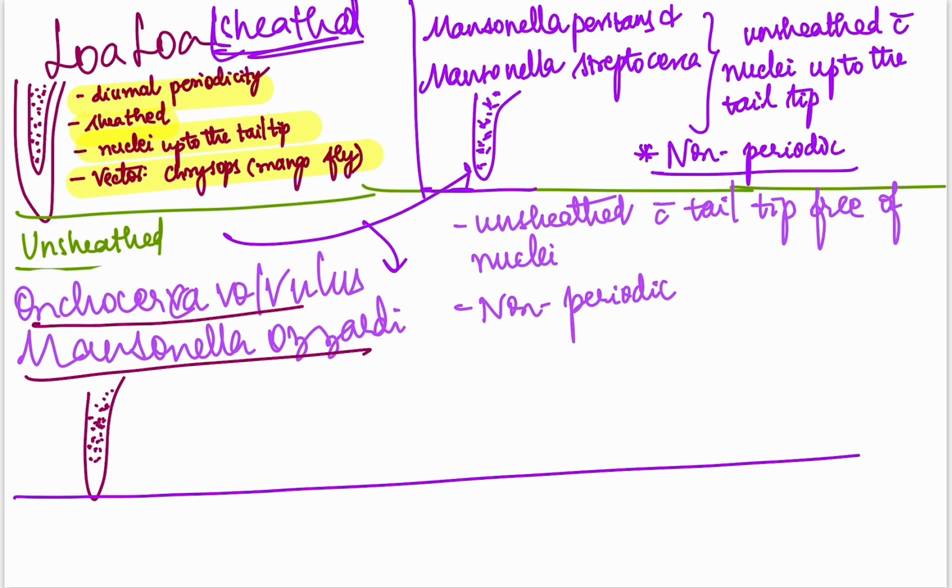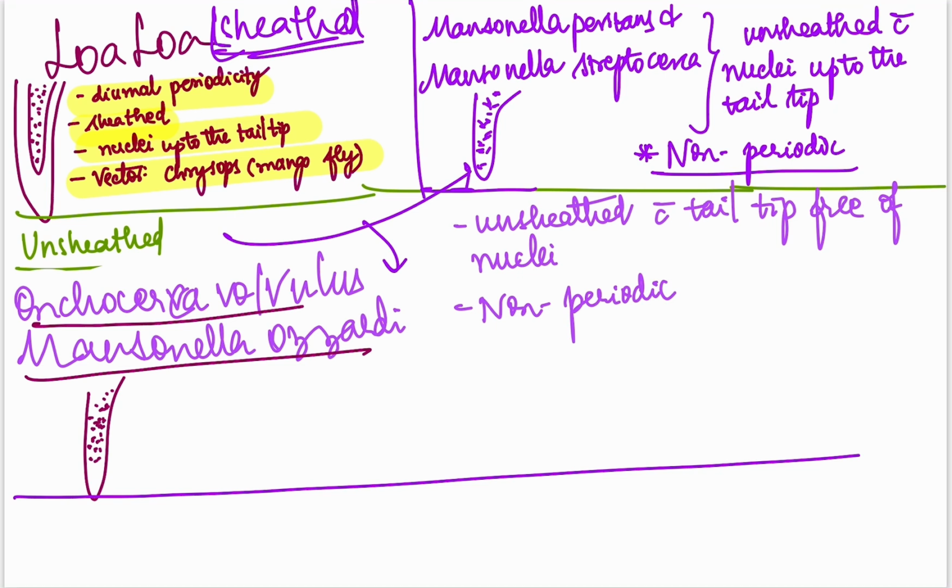The only difference, according to the image, between Loa loa and Mansonella perstans and Mansonella streptocerca is the sheathing. Which means Loa loa is sheathed and Mansonella perstans and streptocerca are unsheathed, because in both the cases the nuclei is extending up to the tail tip.